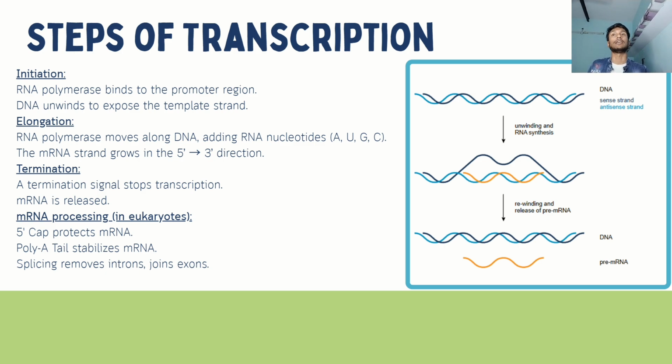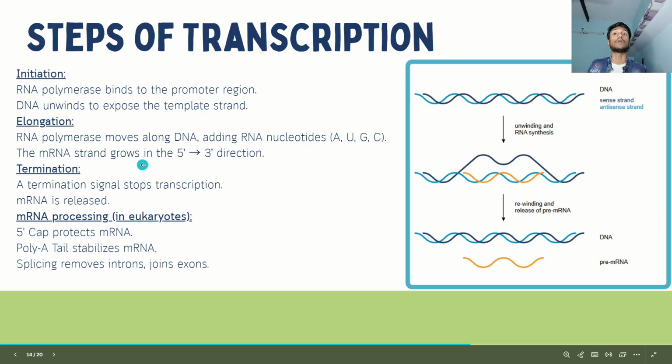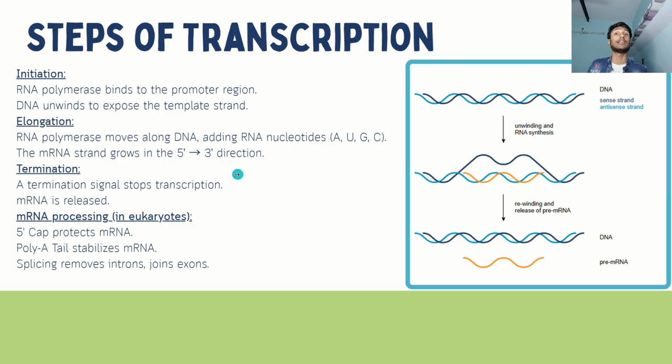Steps of transcription. Initiation: RNA polymerase binds to the promoter region. DNA unwinds to expose the template strand. Elongation: RNA polymerase moves along the DNA and adds RNA nucleotides like A, U, G, C. The mRNA strand grows in the 5' to 3' direction. Termination: a termination signal stops transcription and the mRNA is released.